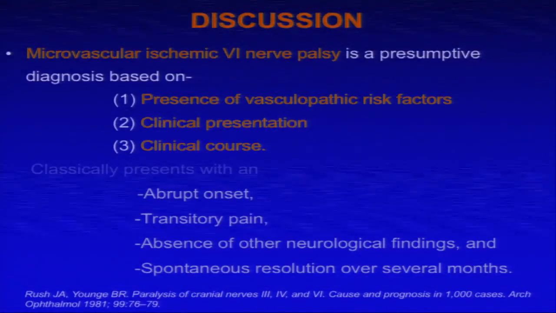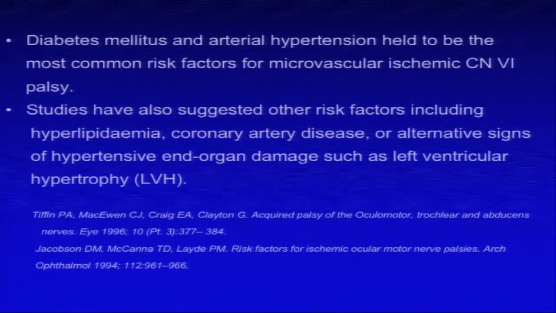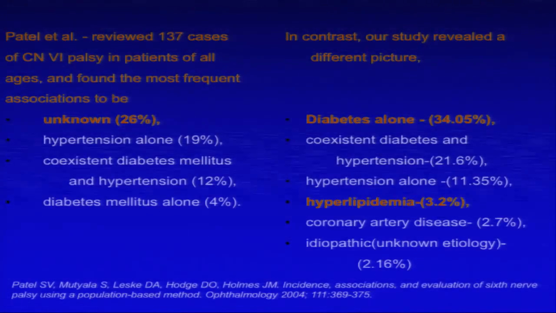So coming to the discussion, microvascular ischemic nerve palsy is a presumptive diagnosis based on the presence of risk factors, clinical presentation, and clinical course. It classically presents with an abrupt onset, transitory pain, absence of other neurological findings, and spontaneous resolution over several months. Other risk factors include hyperlipidemia, coronary artery disease, and left ventricular hypertrophy. In patients of all ages, they found the most frequent association to be unknown etiology.